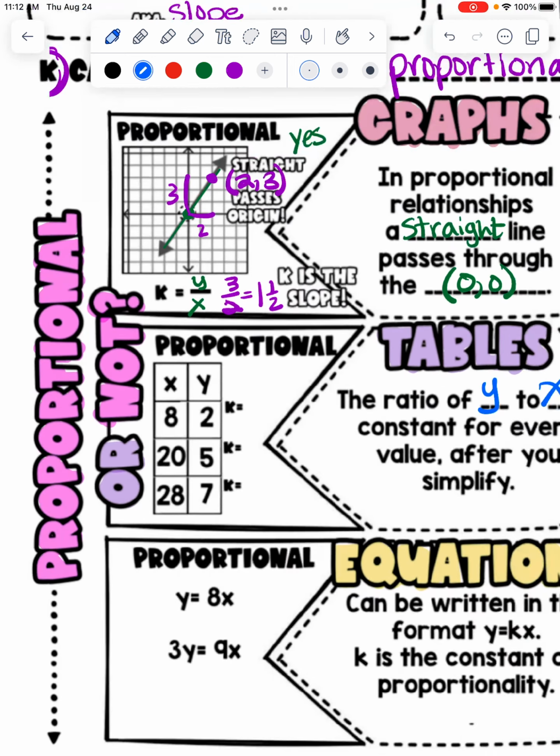So let's try it. Let's divide the 2 by the 8, right? The y by the x, which is 1/4. Let's do it for the next set of numbers. Y divided by x is 1/4. Y divided by x is 1/4. Since they're all the same, we can say that yes, it's a proportional relationship.